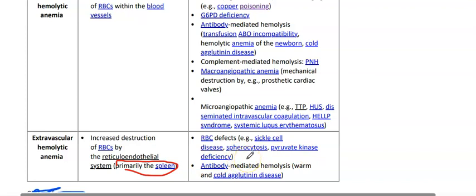We have to remember these three, SPS: sickle cell, pyruvate kinase, and spherocytosis, which is hereditary spherocytosis. In these three disorders, the hemolysis occurs extravascularly. Also, we have antibody-mediated hemolysis, warm and cold agglutinin disease. In these two disorders, we also have extravascular hemolysis.